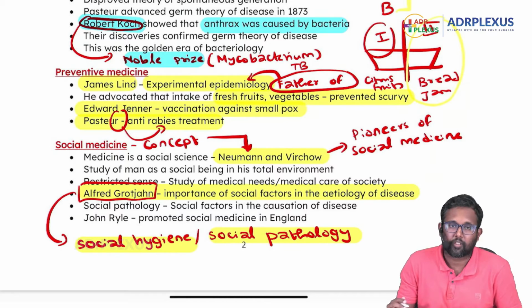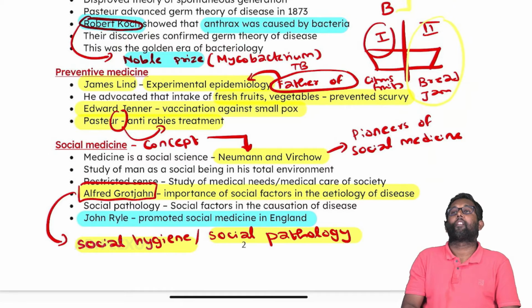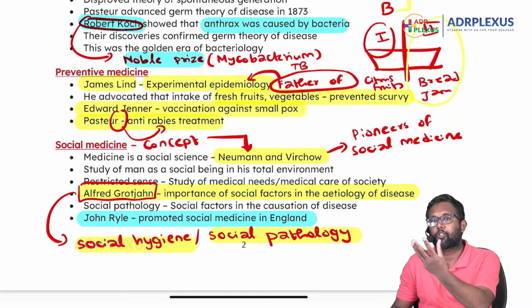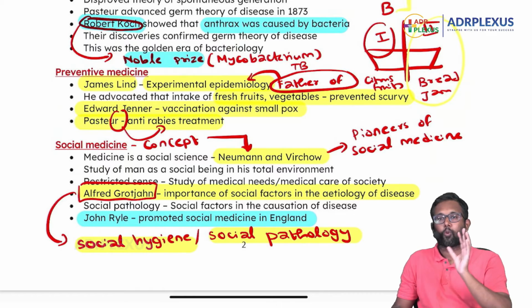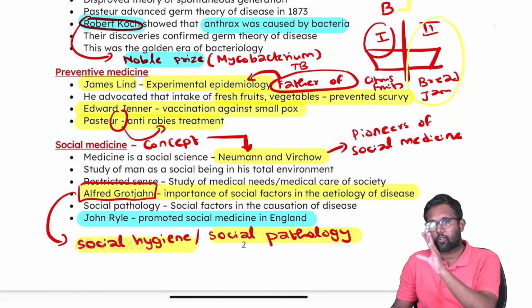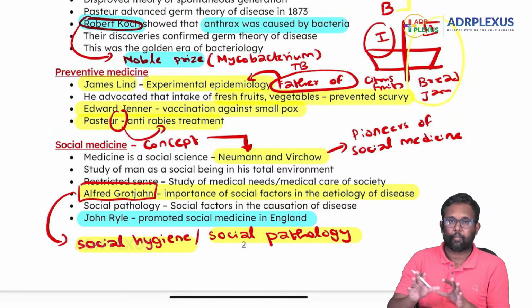So the next person is John Ryle. What he did: he said the social medicine concept was discovered by Newman and Virchow, and he spread this concept throughout England. That's all. John Ryle promoted the social medicine concept in England. I think three or four years ago there was one question based on social medicine, so I am describing everything.